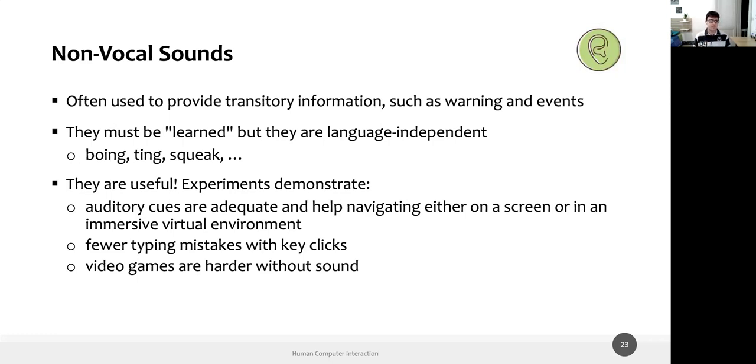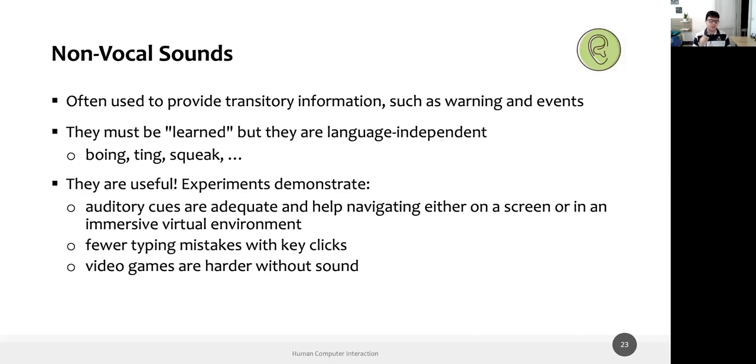And these non-vocal sounds are also demonstrated to be useful, because the human-computer interaction community performed a lot of experiments and demonstrated a series of things. For example, video games without sound are harder than the same video game with sound. If you play the same video game with sound, it's easier to complete the mission and to proceed in the video game.